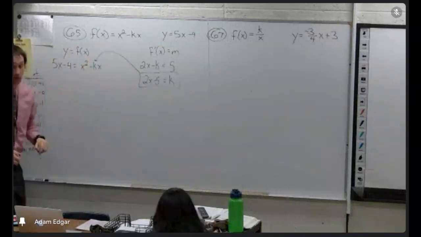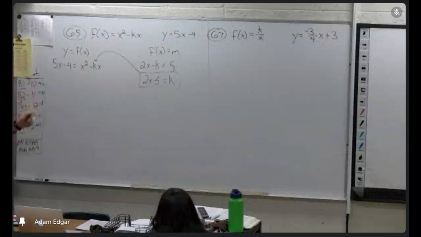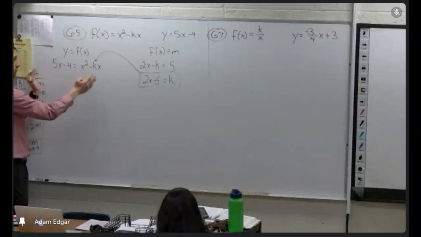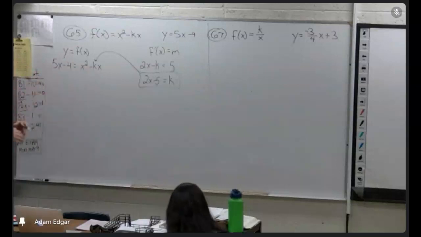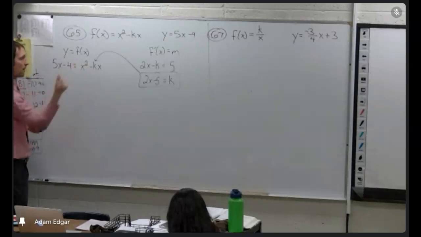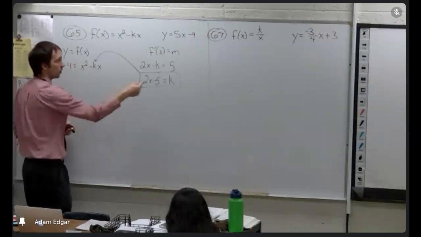Substitute it into the other equation for k. So over here we have this equation in what's basically two variables. K is technically a constant, but we don't know what it is, so in a sense it's a variable. So we're going to swap out k with what we know it is. Now we know it's 2x minus 5.